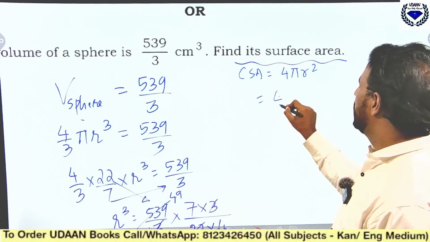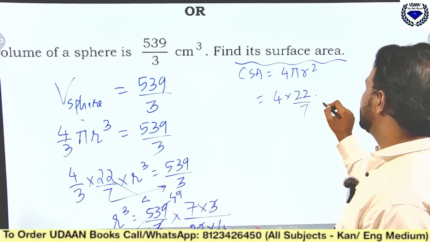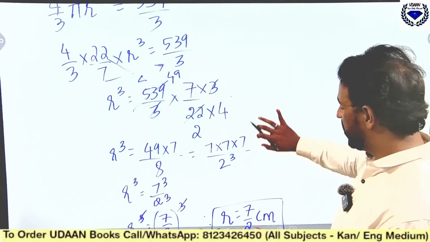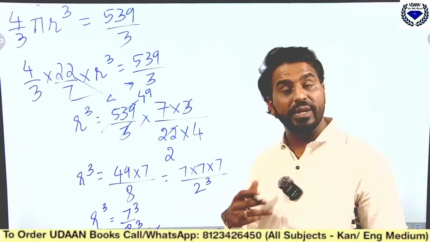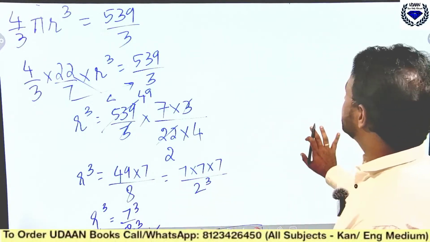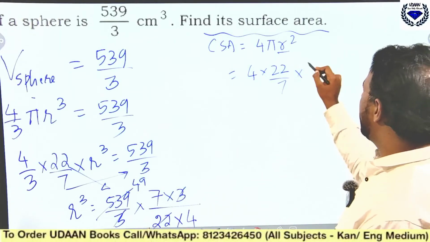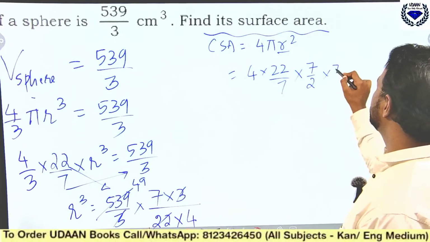So what is 4 pi r square? 4 into 22 by 7, and just now we found r. So let me know what is the value of r. 7 by 2, but it is cube. You should write 3 times. Okay, it is a cube. So sorry, it is a square. So you should write 7 by 2 2 times.